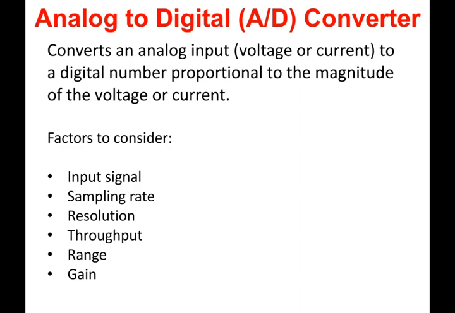Okay. Well, what does an analog to digital converter, or AD converter, do? Right? It is obvious from its name. It essentially converts an analog input, which is voltage or current, usually, to a digital number, which is proportional to the magnitude of that voltage or current. Right. So in doing this analog to digital conversion, there are a lot of things that you need to consider, a lot of factors. You need to take into account the input signal that you're receiving.